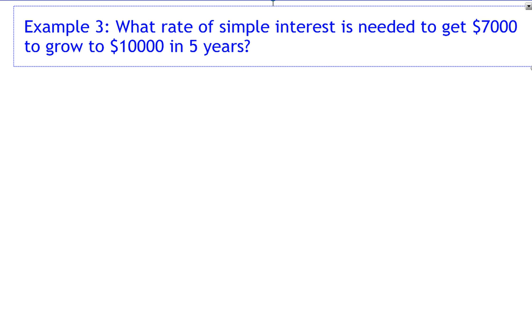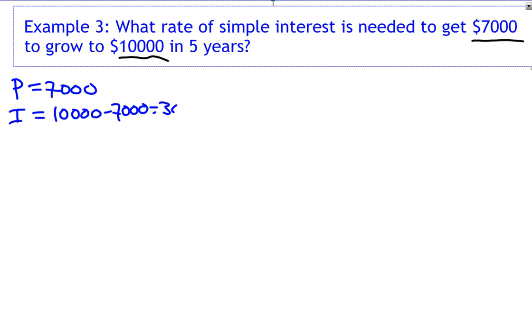So in this case, the $7,000 is our principal. We start with $7,000. We want it to grow to $10,000. That's this part right here. If the principal is $7,000 and it grows to $10,000, the interest must be the difference between those two. So $10,000 minus $7,000, which is equal to $3,000.